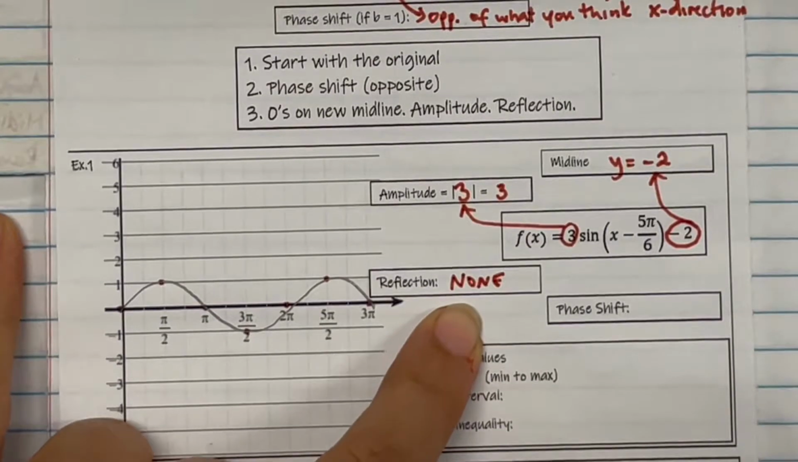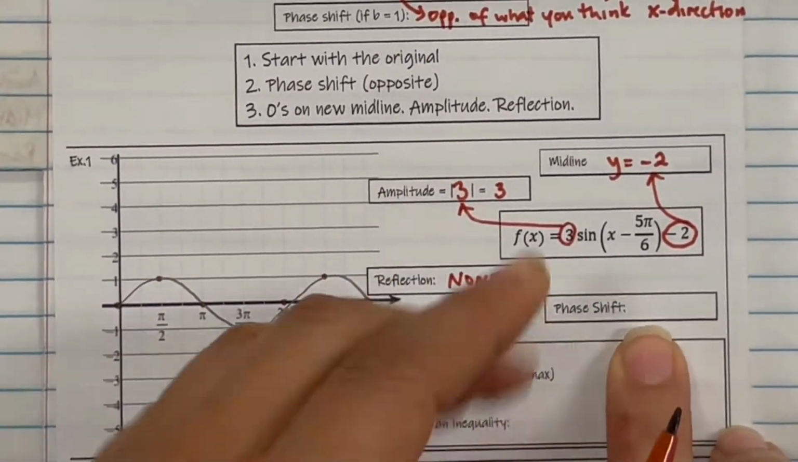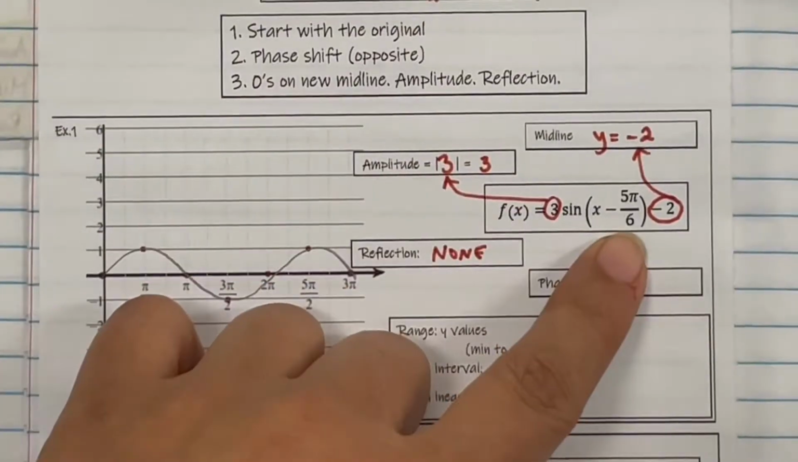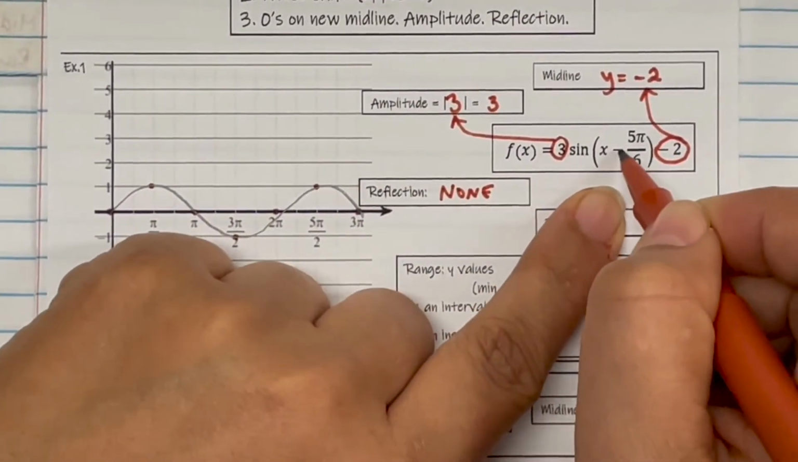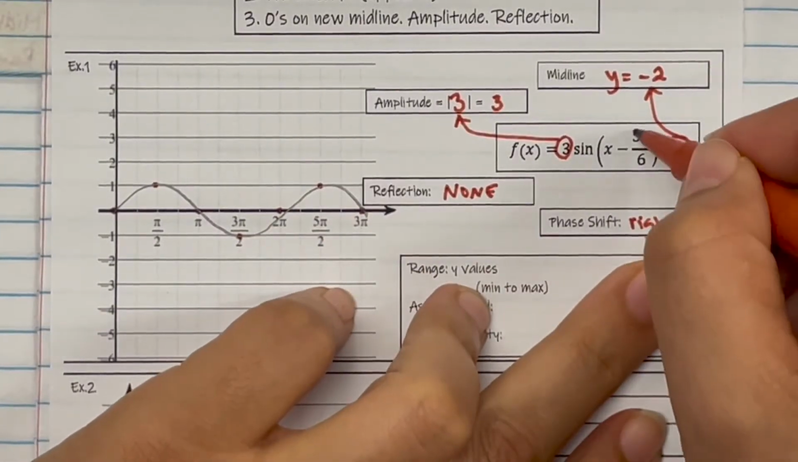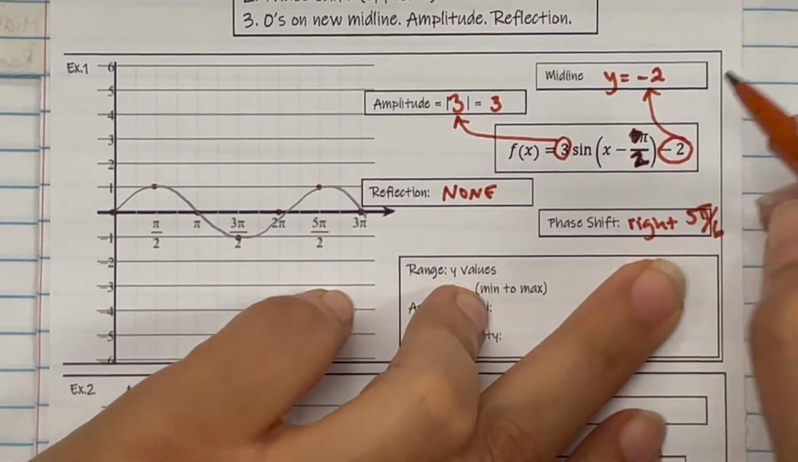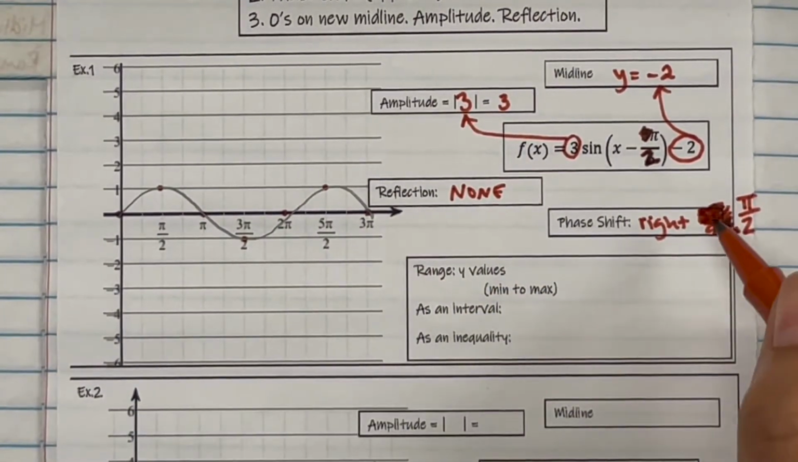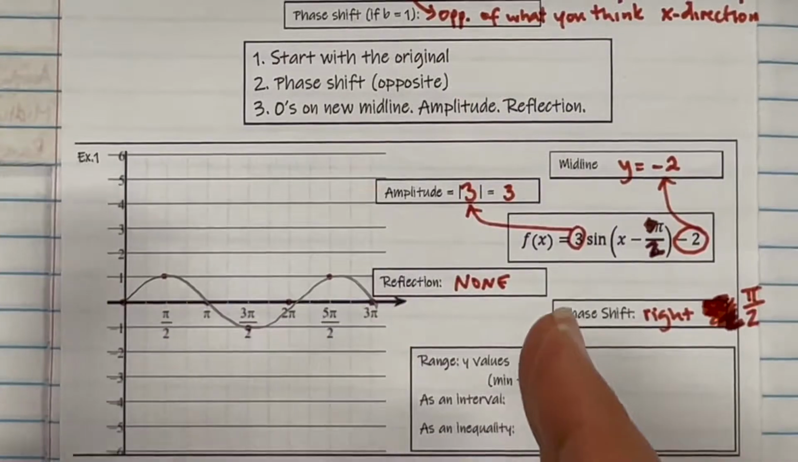No, it does not. A phase shift is inside your parentheses. Is it moving left or right? Only if b is equal to 1. See how there's no number next to the x? So this one only works if b is equal to 1. So this is going to move right. And I'm going to change this question to pi over 2 just for ease. All right, so it's going to move right, pi over 2, because it's opposite. If it's negative, it's opposite, so it's right.